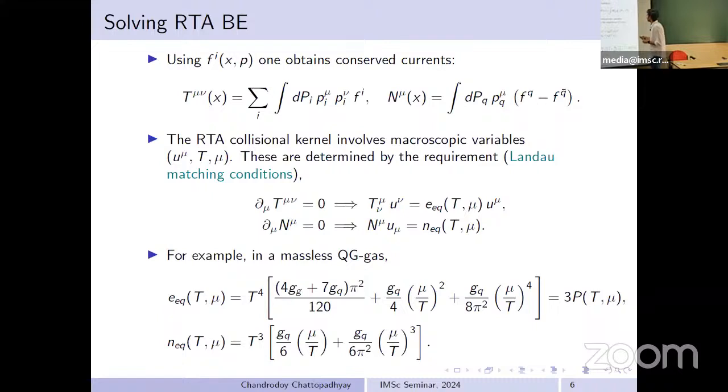Okay. So if I somehow am able to solve for this distribution function, I can integrate over the microscopic momentum of the particles to get the energy momentum tensor or the charge current. Here, the conserved quantity in relativistic systems is not the number of particles, but the difference between the number of quarks and the antiquarks. So this is the conserved current of the system.